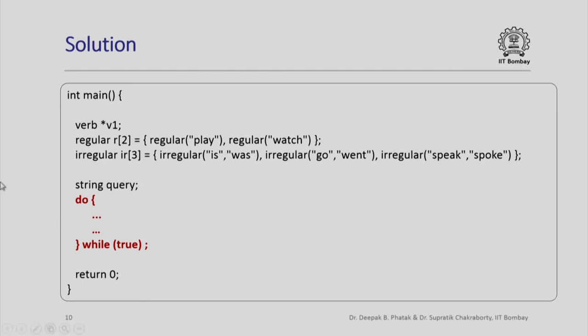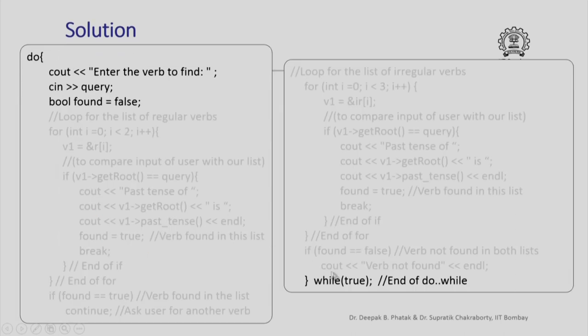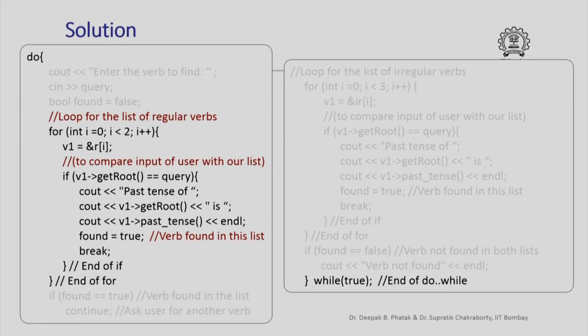So, let us see what happens within this do while loop. So, here is the do while loop. I am going to ask the user to enter the verb to find. I'm going to read that in and store it in the string variable query. I'm going to set a flag to false. After that, I'm going to loop over the list of regular verbs. I know that that has just two entries. So here is my for loop iterating over those two entries.